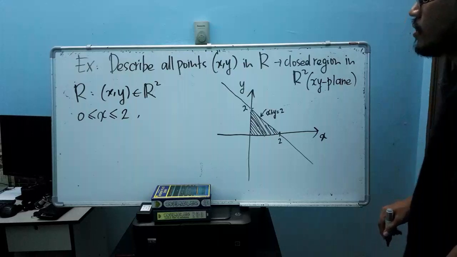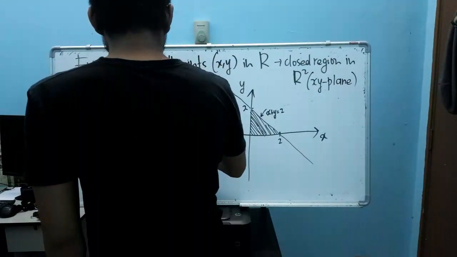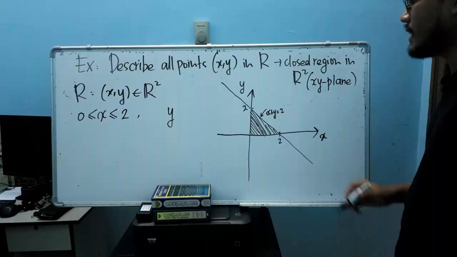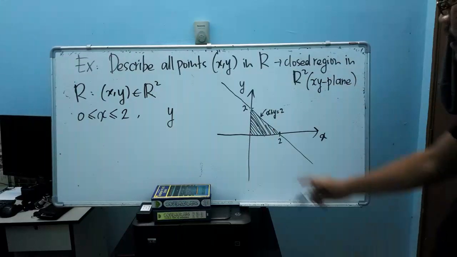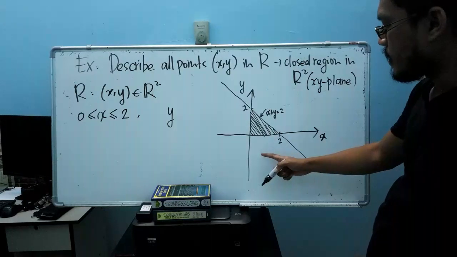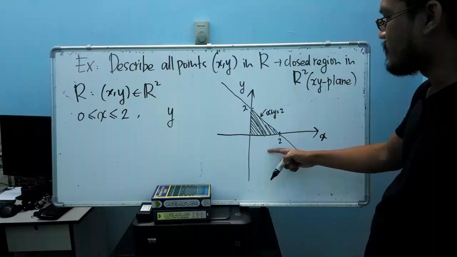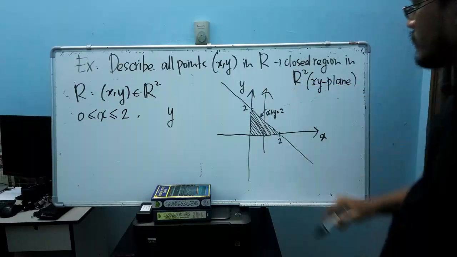Now the next thing I need to find is the condition for y. What is the meaning of the condition for y? It means I need to see my R along the y-axis. Of course, we need to start from below, because below is the lesser value of y, and then we go upward.